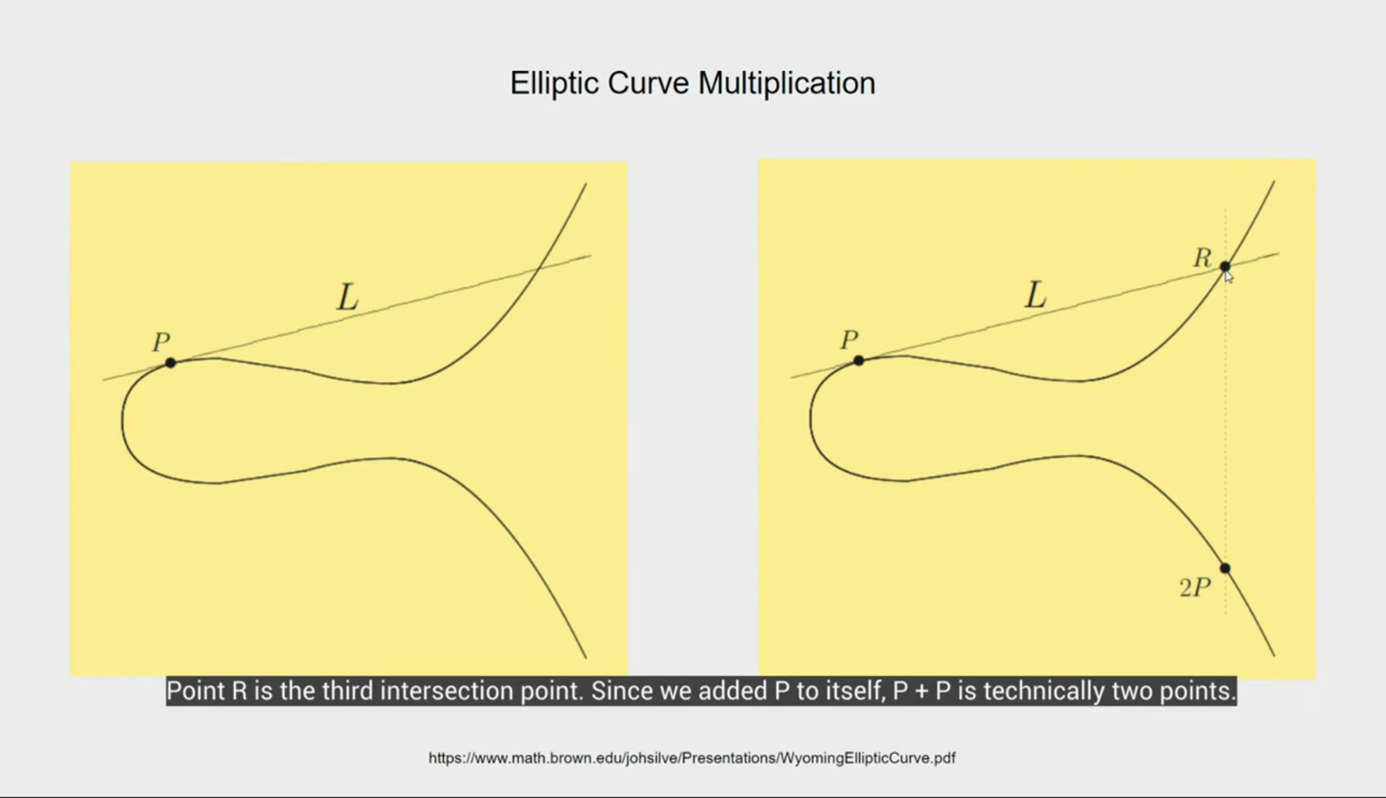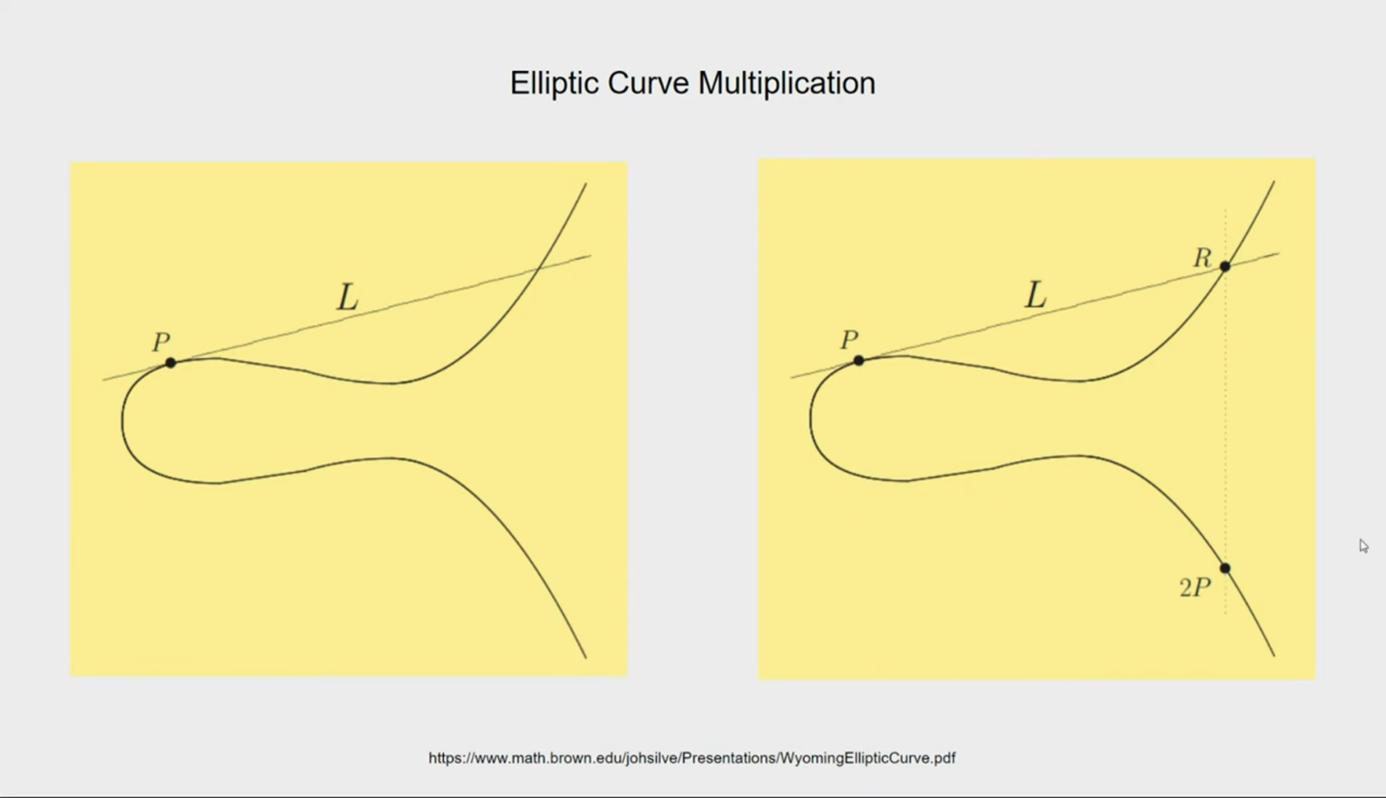Now, I know it's supposed to intersect the curve at most 3 times. And if you think about it, we added P to itself. So this is technically 2 points. P plus P gives you this. R is that third point. Again, just like with the addition, we reflect it over the x-axis, and you are left with 2P. So P times 2 gives you this point here, 2P.